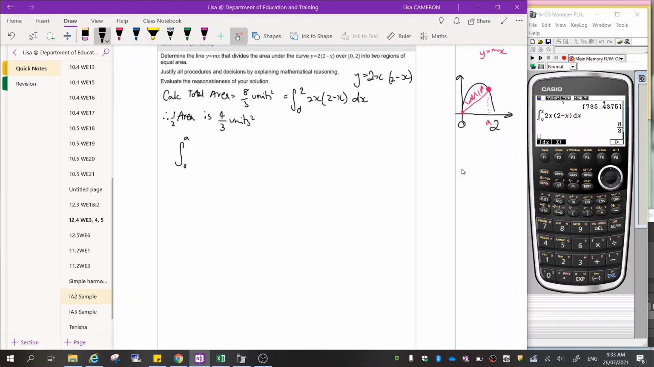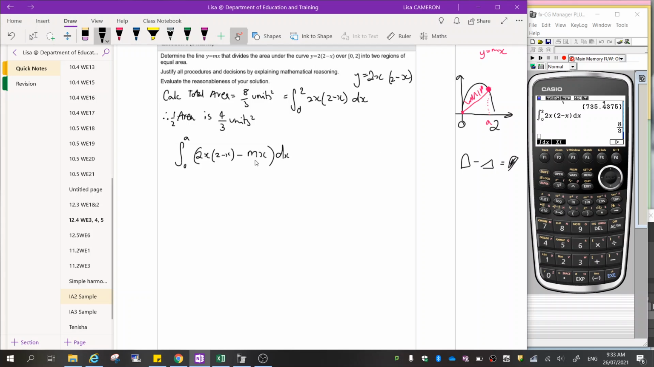Okay, now if you think about this as composite shapes, I want to do the big one minus the little one, and that's going to leave me with that sliver at the top here. So it's going to be the top function, 2x bracket 2 minus x, subtract the lower function, mx, all with respect to x. Okay, so that's what we're integrating.